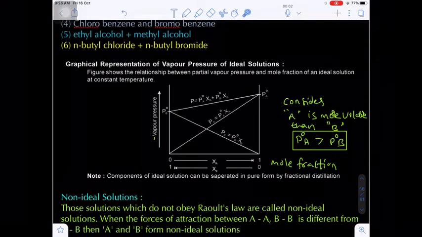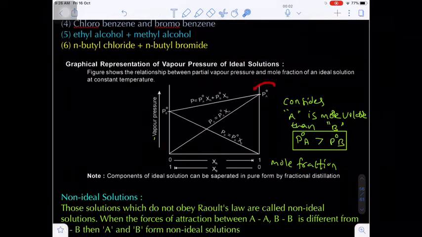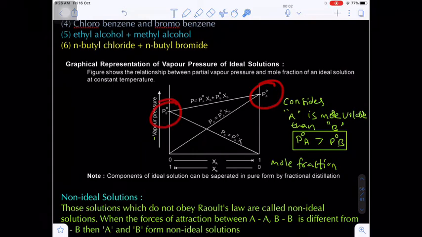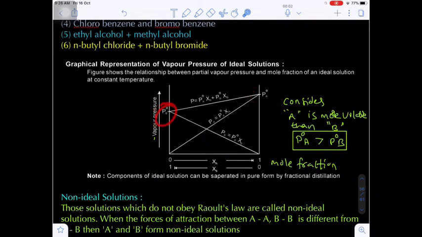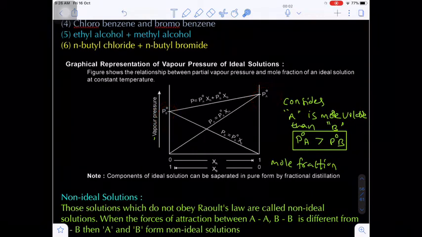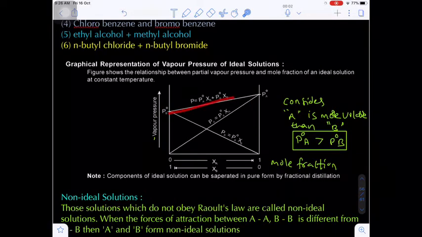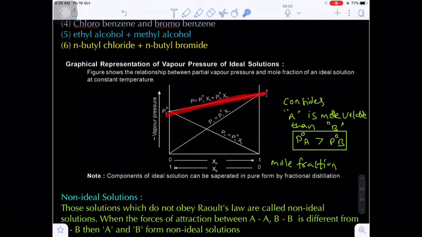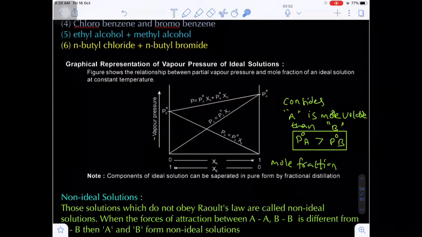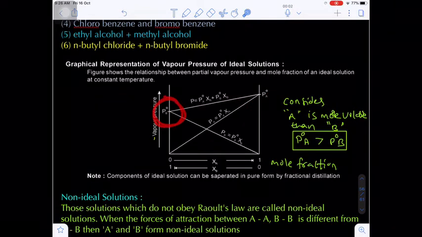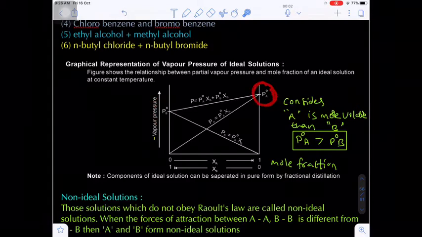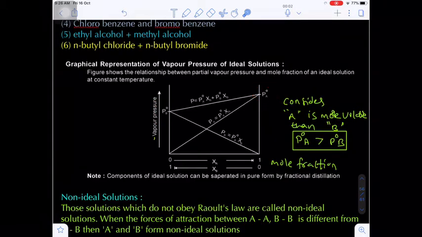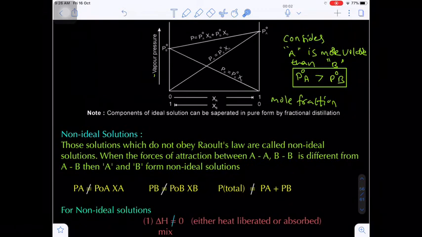A is more volatile, that's why component A has more vapor pressure and component B has less vapor pressure. When these two components are mixing, then the resultant solution vapor pressure must lie in between these two values. Okay. That means the vapor pressure of a solution should not be less than the vapor pressure of a pure component B and should not be greater than the vapor pressure of a pure component A. Are you getting my point?